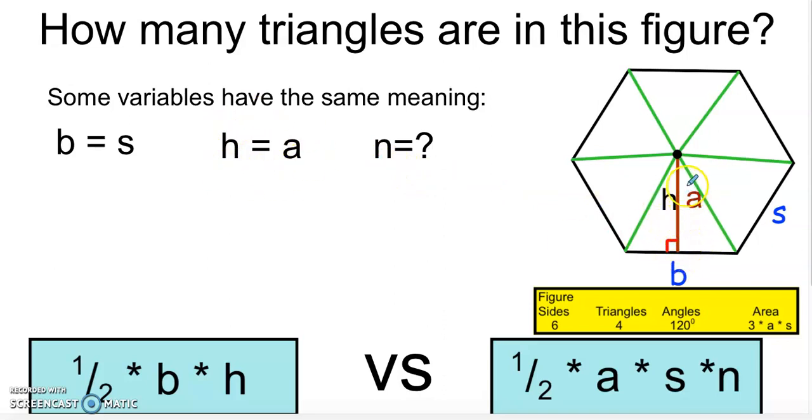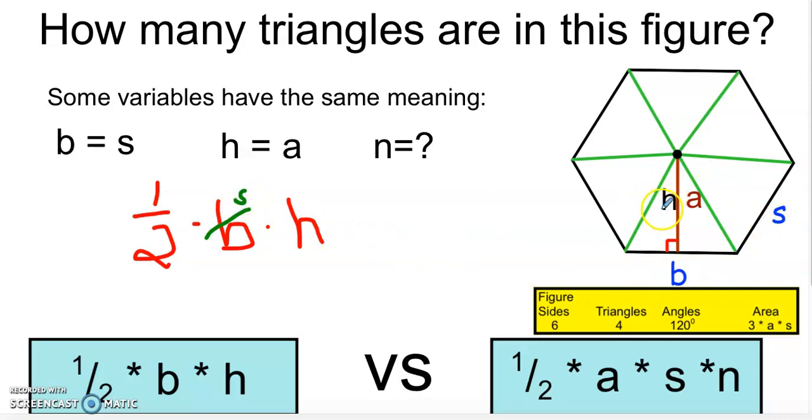I go from here to here. That is known as the height of the triangle. That is also the apothem of the polygon. So these two variables are exactly the same. And then number of sides, in this case, I've got 6 triangles. So I can go 1/2 base times height. That's the area of a triangle, but I'm going to change this now. I'm going to change the base into the side length, because these variables are exactly the same.